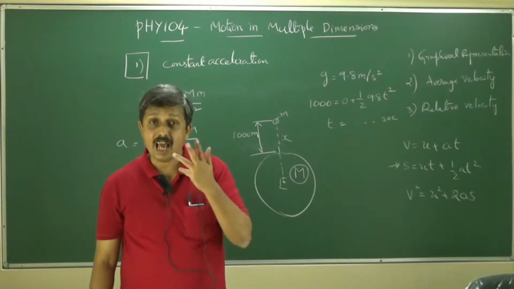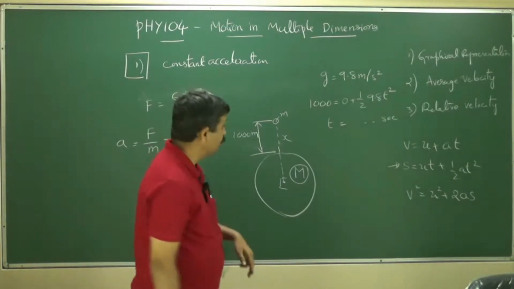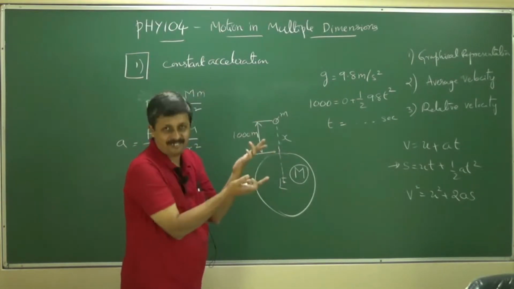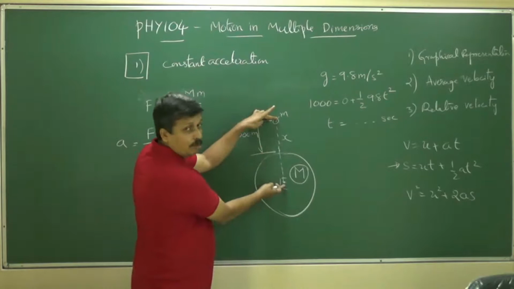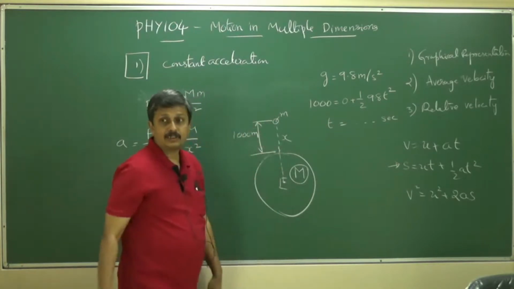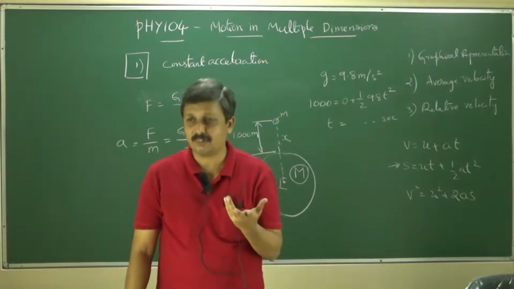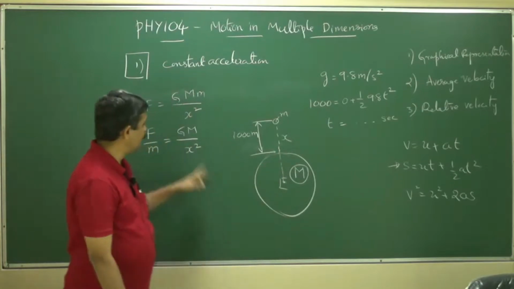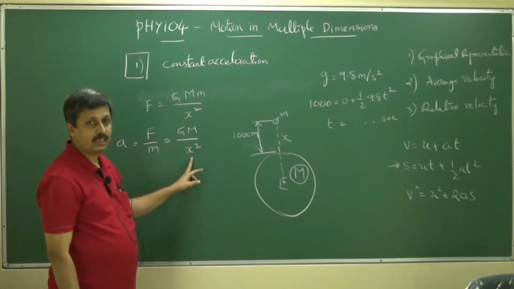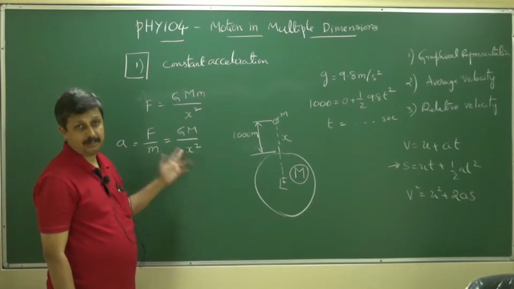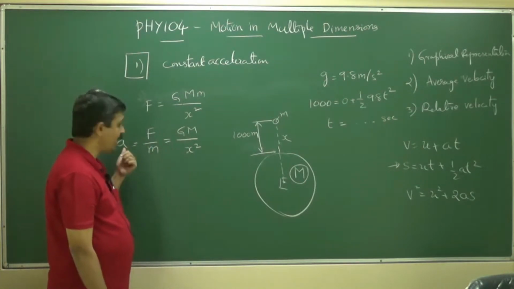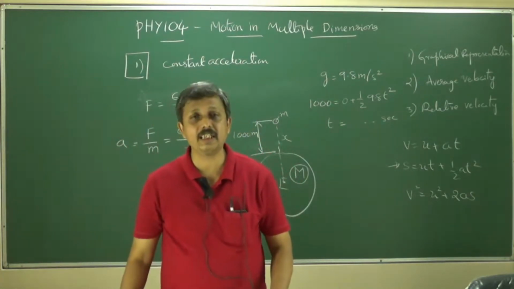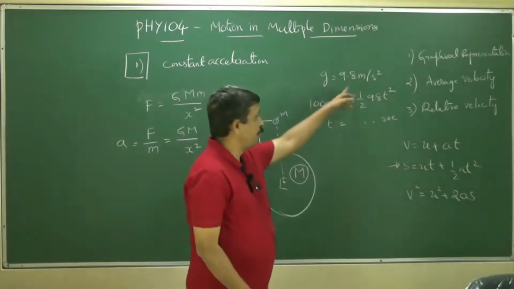We have approximated it to be constant because, compared to the Earth's radius of 6,400 kilometers, this small distance of 1 kilometer is very little. When it moves from here to here, x changes from 6,400 to 6,399 kilometers. So a varies very little. That is why we have approximated it and said that a is always g, which is 9.8.